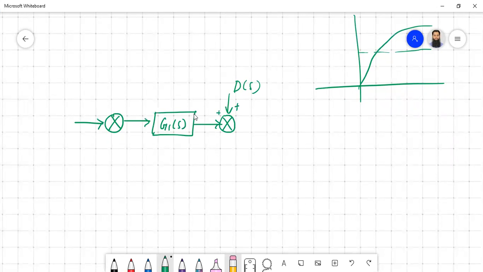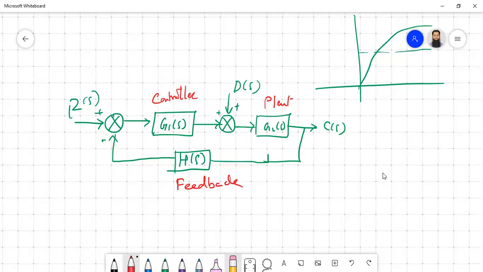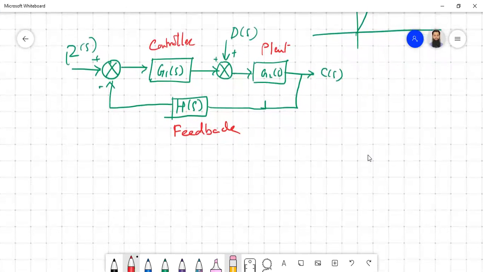Okay, so next is the plant itself, and that is G2(S). Then we have C(S), and then the non-unity feedback is H(S). Okay, so this is R(S) with plus and minus. Now we can call this one the controller, this may be our plant, and this is our feedback. Now again, we have to find out the contribution of our disturbance to the steady state error.